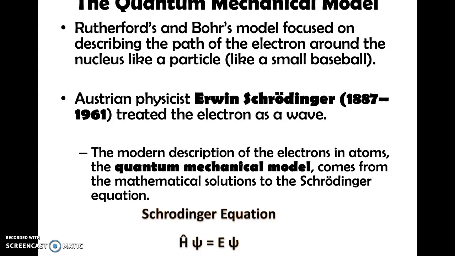So Rutherford and Bohr's model focused on describing the path of the electron around the nucleus, much like a particle, a small baseball. Then we talked about Schrodinger treating them as a wave, and the modern description of the electrons in atoms is what we call the quantum mechanical model. It comes from Schrodinger's equation, and you've got the equation down here. Not going to have you do anything with that right now. Just need to know that it exists and that Schrodinger is the one that developed it. And do need to know about the quantum mechanical model, and that goes along with Schrodinger. So that's important.